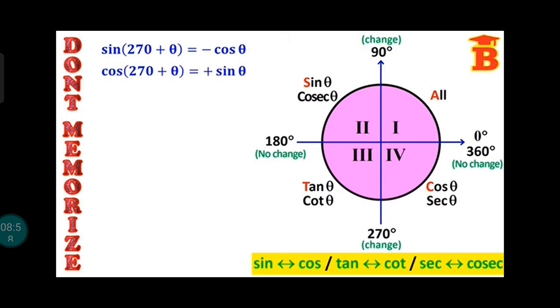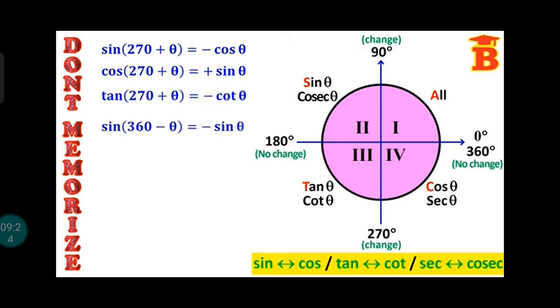Next cos 270 plus theta, fourth quadrant cos is positive and also change, so we get plus sin theta. Tan 270 plus theta, in fourth quadrant tan is negative and change tan into cot, so we get minus cot theta.